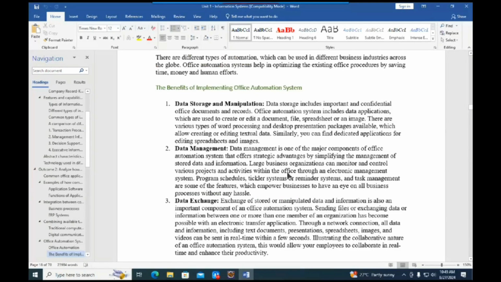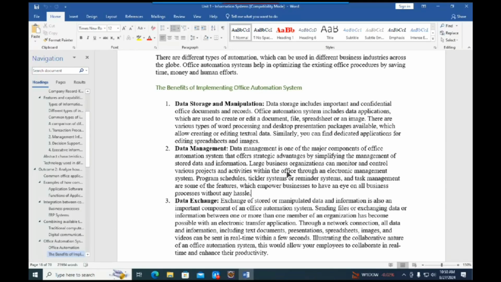So what are the benefits of implementing office automation systems? One, we are able to have data storage and manipulation. So we are able to store data, confidential documents and records. We also have data applications in the system that we can use to create or even edit some documents. You can find some dedicated applications for editing, for example, spreadsheets and images within that particular system. So we have data storage and manipulation.